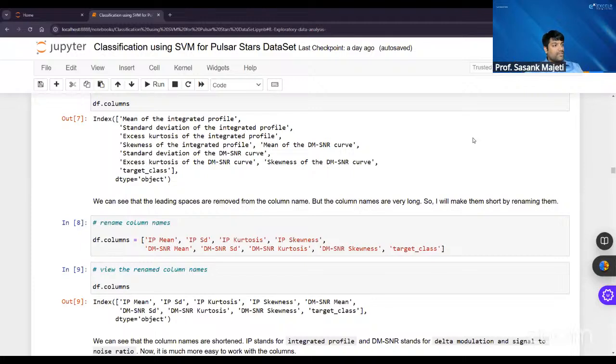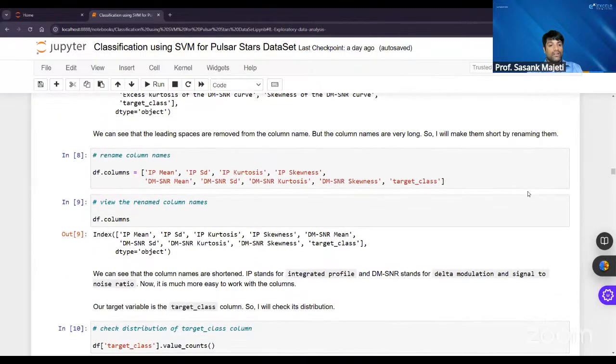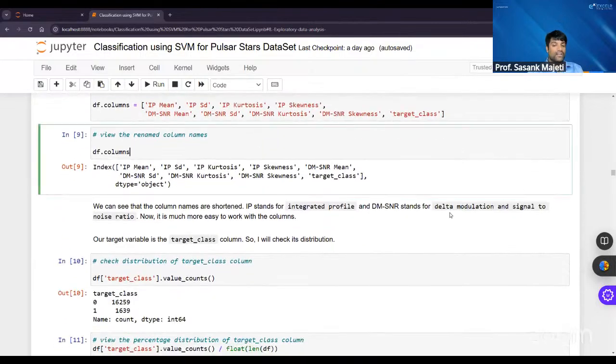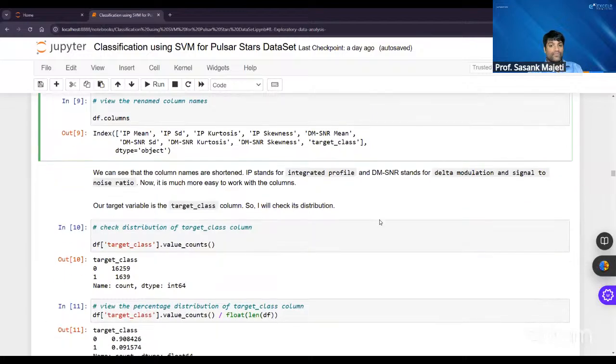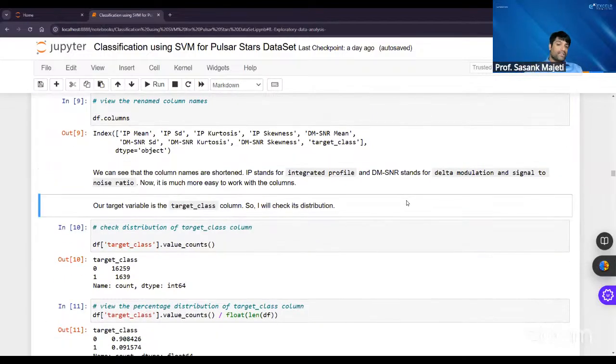We have changed it in a way that the column names have become a little smaller. Now let me go a little down. Here you can see that when I print the columns, the names have actually changed. So IP is integrated profile and DMSNR is basically delta modulation, which is about the noise that the particular star makes.